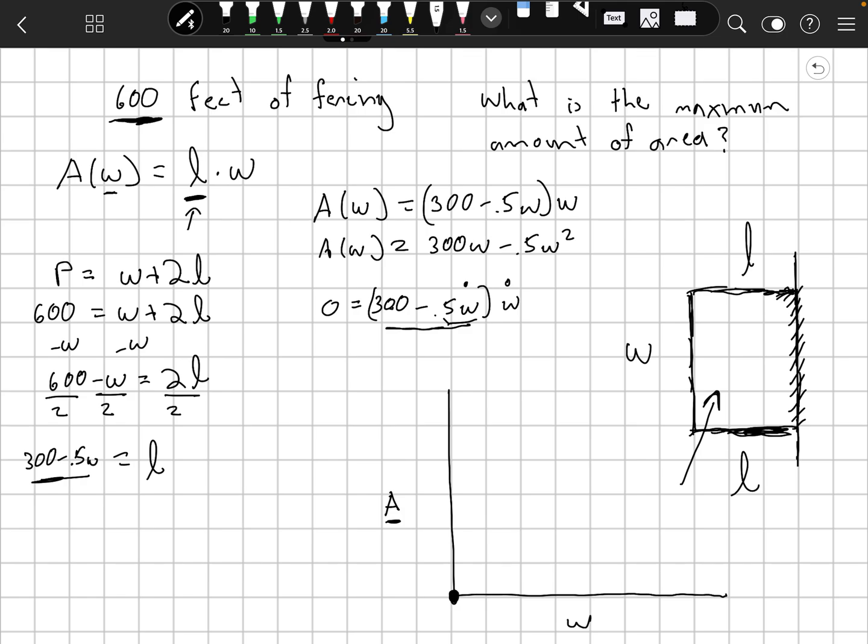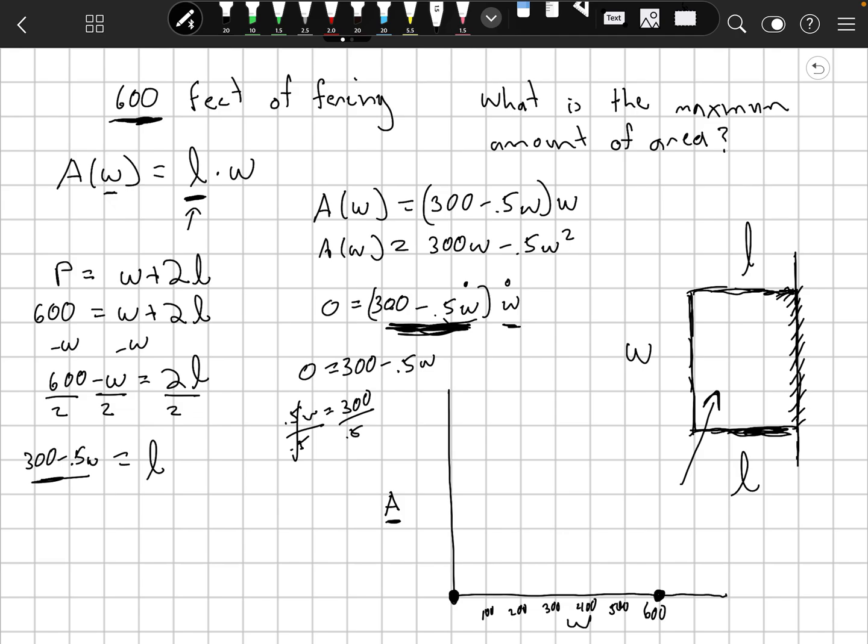Now I want you to think, what if this whole section was 0? Then that whole section times this would be 0. So I'm going to go 0 equals 300 minus 0.5W. Add 0.5W to both sides, and then divide by 0.5. And we get W equals 600. So here's in hundreds: 100, 200, 300, 400, 500, and 600. There is another landmark feature right there. We've crossed the x-axis twice.